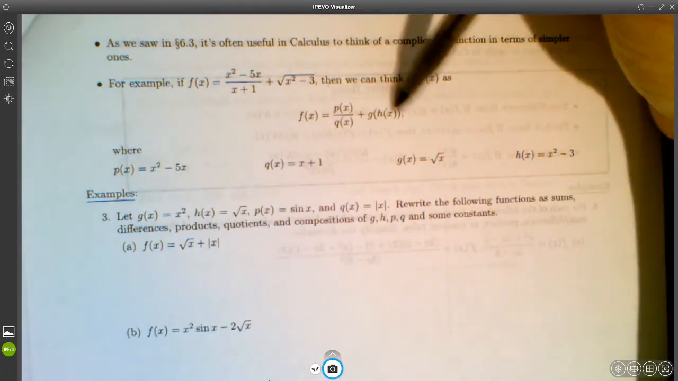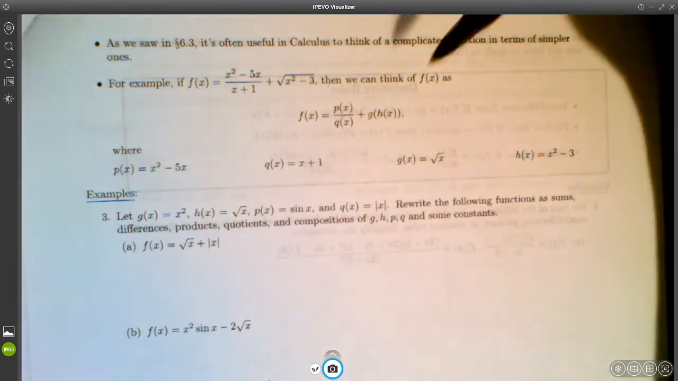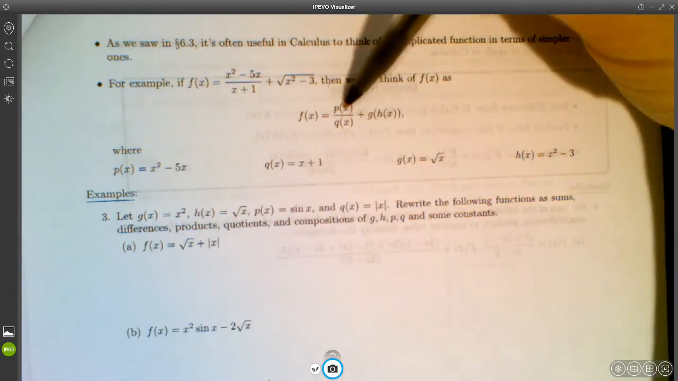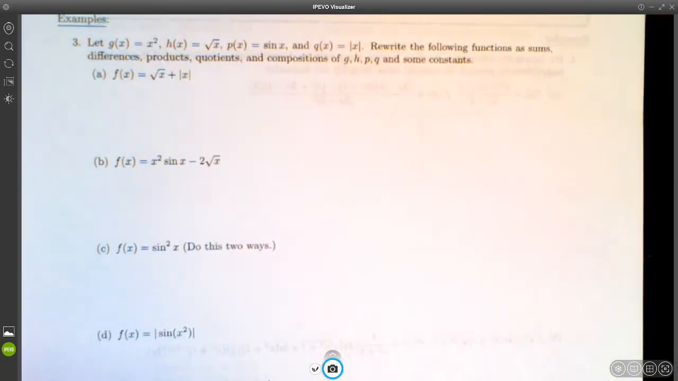So this chunk of it, the g of h of x bit, we practiced that in 6.3. So really the only new thing is that we can also describe things not just as compositions, but as divisions or additions, right? Multiplications, subtractions. So let's practice doing that because that's going to be hugely important in calculus, and I'll show you on the next page where that comes in handy a lot of times.